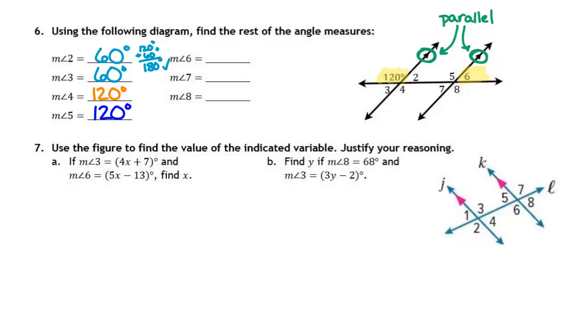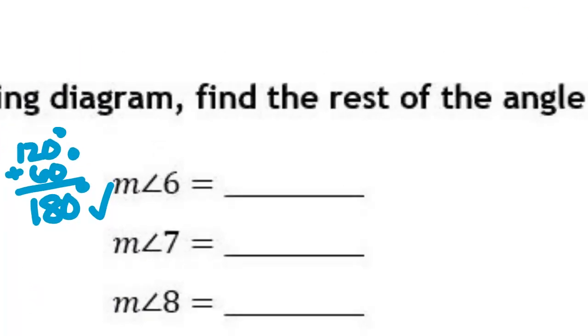Both of my consecutives, consecutive exterior and consecutive interior, have the same relationship. What is that relationship? Supplementary. So they add to 180. So how big is angle 6? 60.